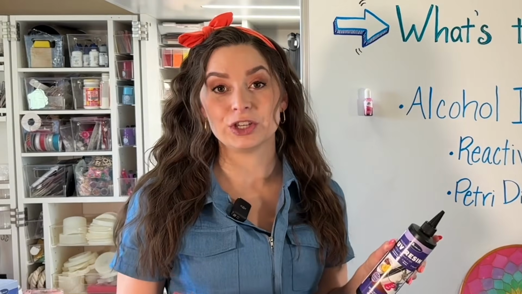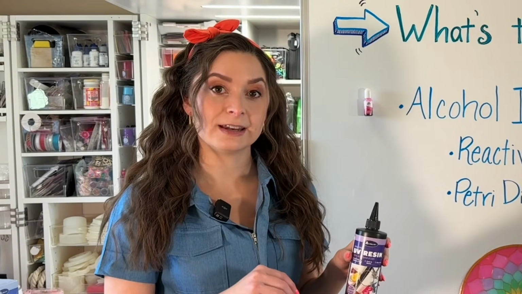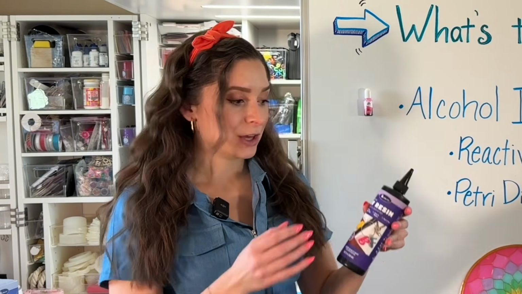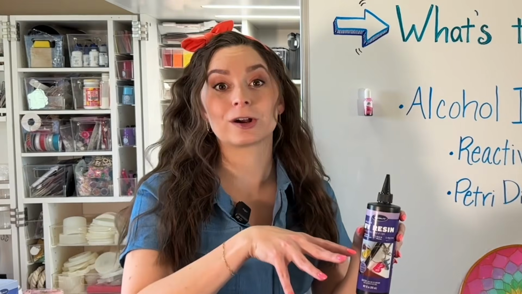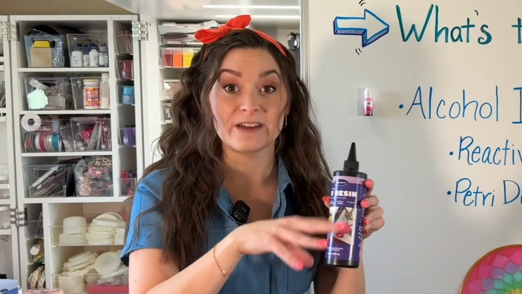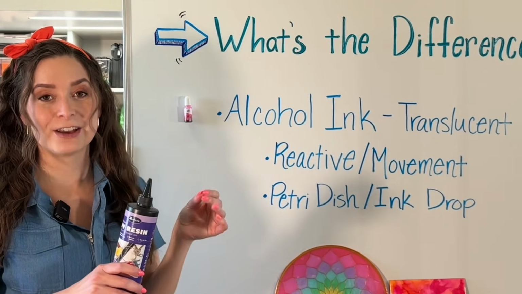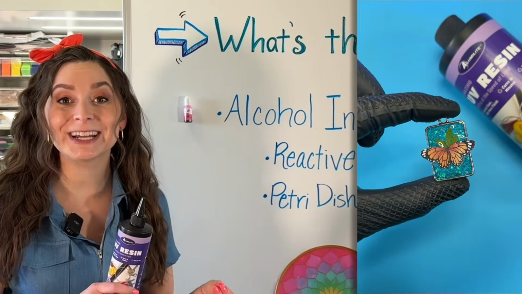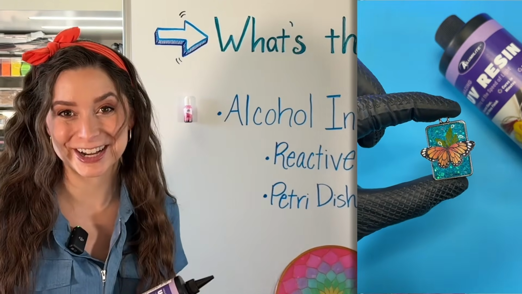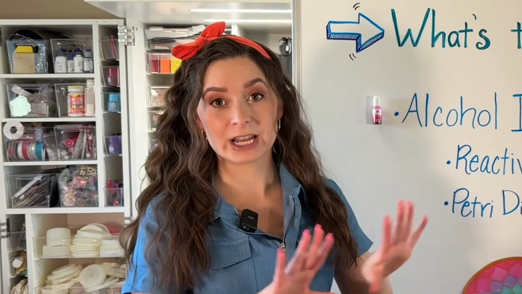I really like to use our alcohol ink with our UV resin because it's so translucent. UV resin needs to cure with light, so light has to be able to pass through whatever pigment you put into the resin. So alcohol ink makes for a great tint for any sort of UV resin jewelry or any other project that you're working on.